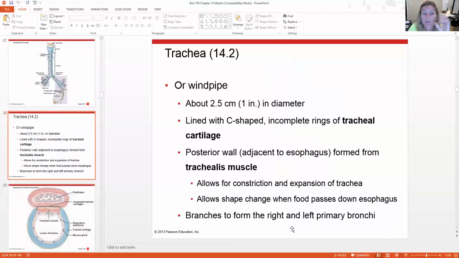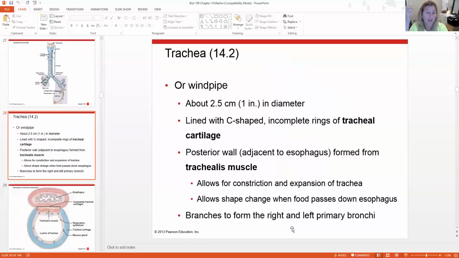So the windpipe is about 1 inch in diameter, has C-shaped cartilage or tracheal cartilage. The posterior wall has a muscle on it, which is going to allow for the expansion and contraction of the trachea. It also allows for the trachea to change shape as food passes down the esophagus.